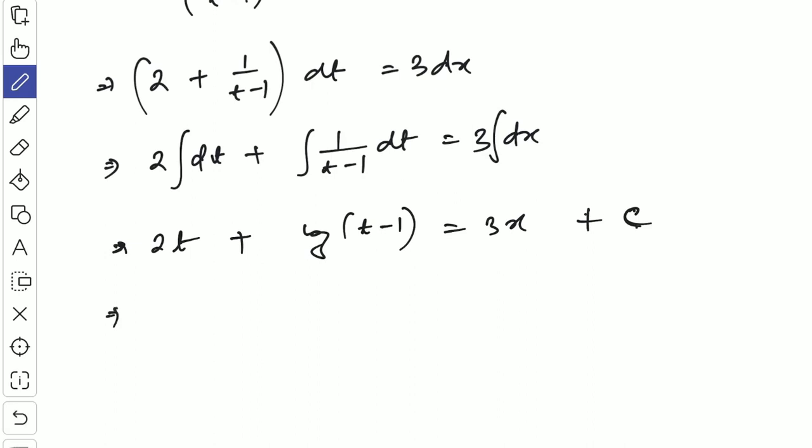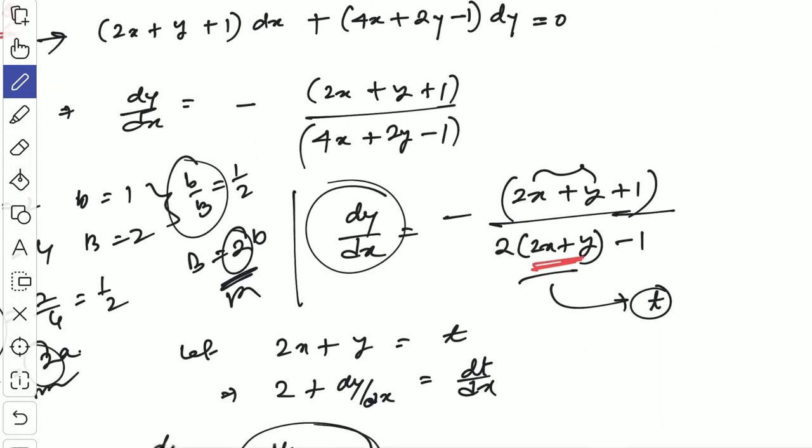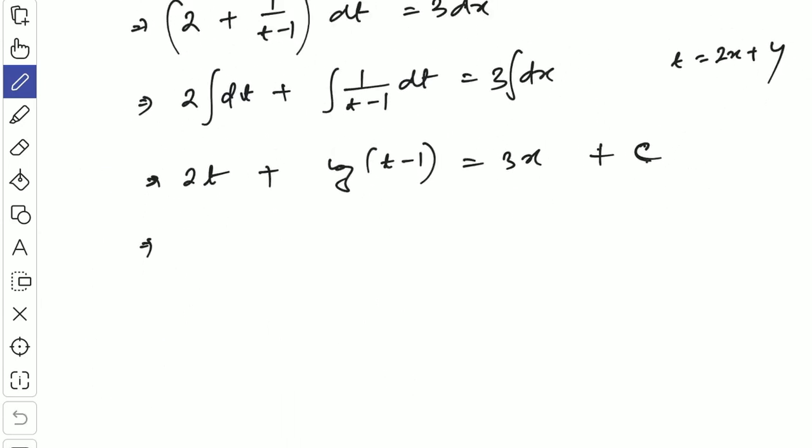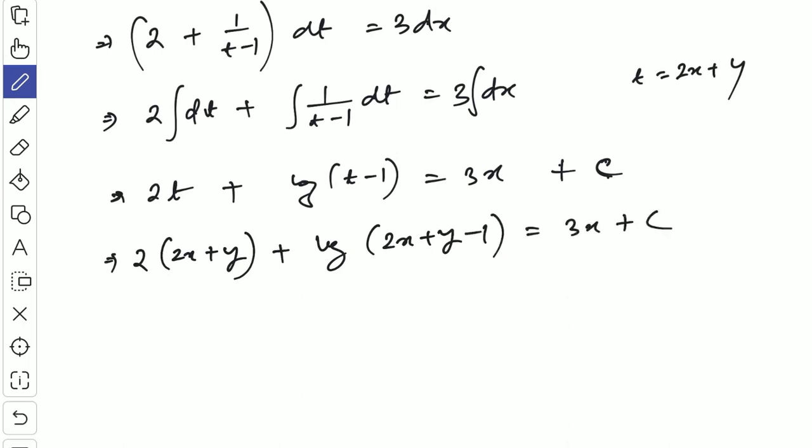Then let us replace the t. We have considered t equal to twice x plus y, isn't it? So if you replace t by that term, twice x plus y, then here it will be 2 times (twice x plus y) plus log of (twice x plus y minus 1) equal to 3x plus c. That's what we have got. So that's our answer. That's how we can solve it. Hope you have understood this.